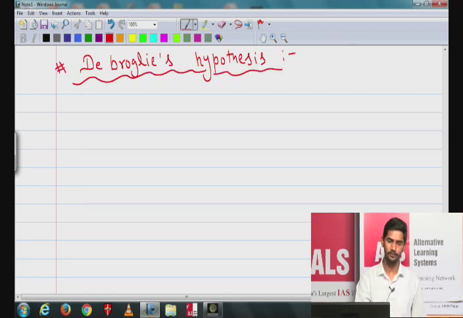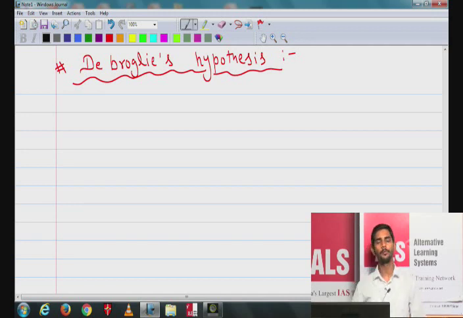This is again a very big reason for the failure of Bohr's model. The major reasons for the failure of Bohr's model were Heisenberg's principle and the de Broglie theory. De Broglie theory states that for every moving object, say charged particle over here, because we are dealing with the electron. So this theory states that the moving charged particle has dual nature. Dual nature means what? It has a particle nature as well as a wave nature.